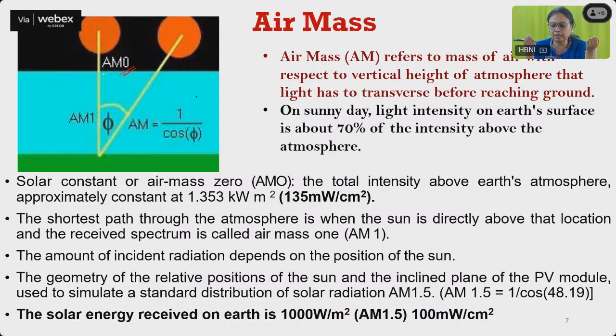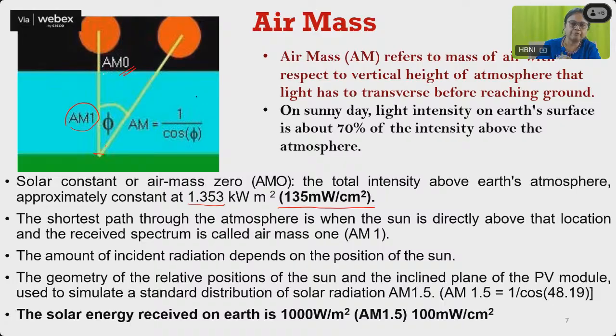The total intensity above Earth's atmosphere is approximately 1.35 kilowatt per meter square. This is around 135 milliwatt per centimeter square. So that is the intensity of the solar energy above the Earth's atmosphere. But when it reaches Earth, it can be coming straight, the sun can be just above. So this is the air mass 1.